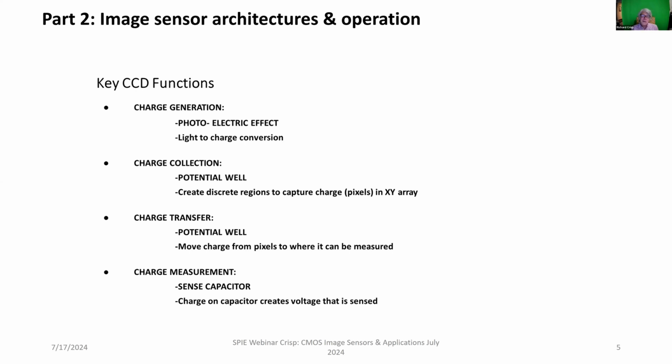and it does light to charge conversion. The next task is charge collection. So I've talked about forming a potential well by having these gate electrodes that we can selectively bias to create potential wells. And those will allow us to create discrete regions so we can capture the charge in pixels in an XY array. And then the next thing that we need to do is transfer the charge to a place where it can be conveniently measured.